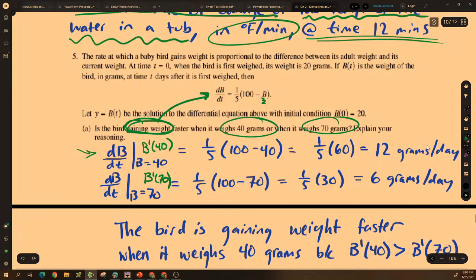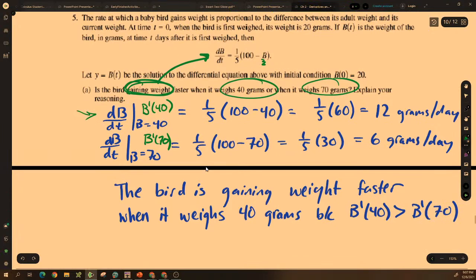So 12 is a bigger number, which means b prime of 40 is bigger than b prime of 70, which would indicate the bird is gaining weight faster at 40 grams, because that's where the derivative was bigger. So that's kind of what I wrote down here. The bird is gaining weight faster when it weighs 40 grams because b prime of 40 is greater than b prime of 70. You do need to plug them in and show that. You can't just write this without showing the work that we had above. You need to show that work.